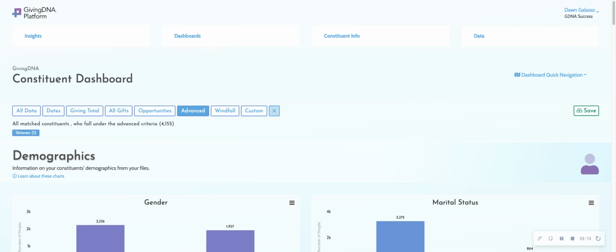They were super excited about it. It was their first time doing this. They're going to continue to do this type of a campaign through the workplace giving of the government. But again, just another great ROI success story with GivingDNA.